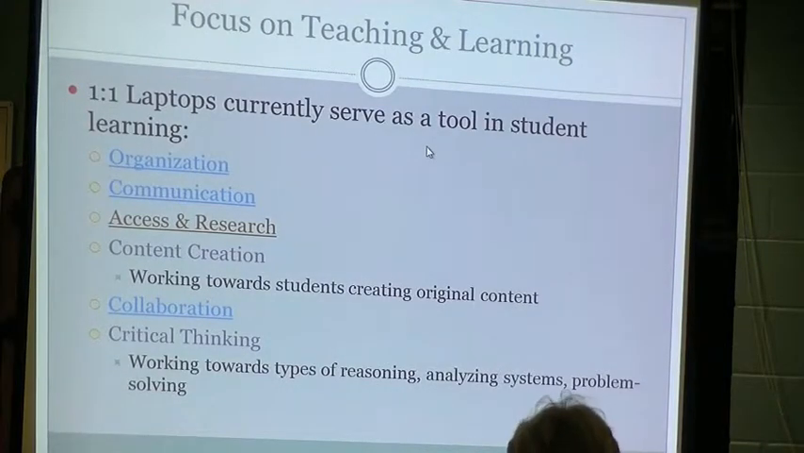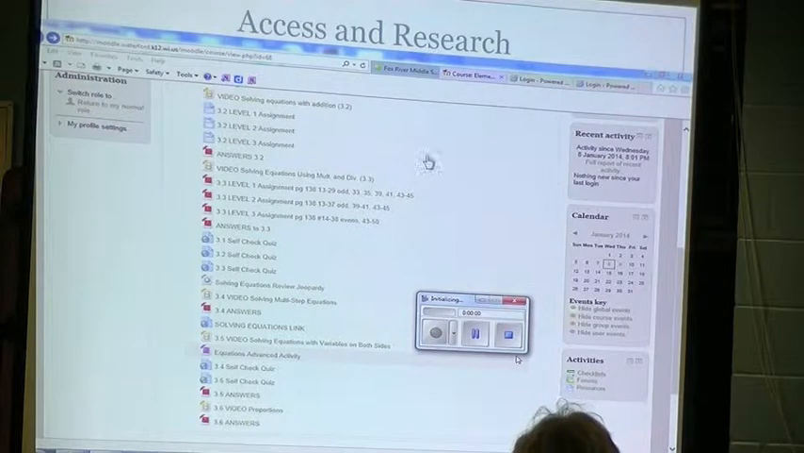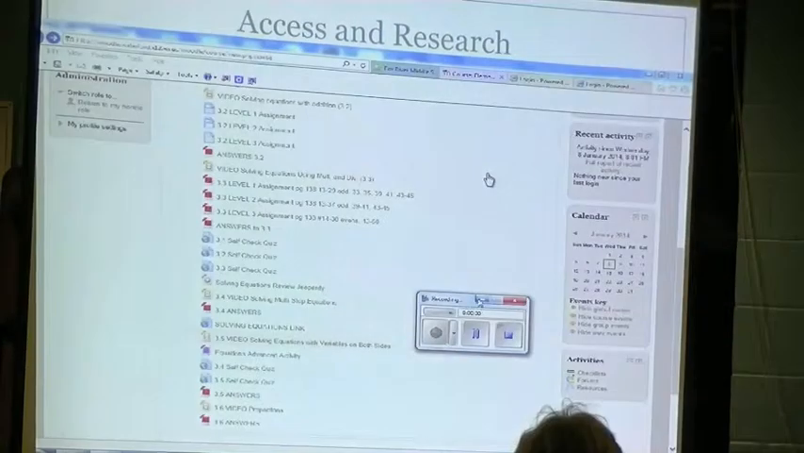The next 21st century skill, access and research. The laptops obviously have been a great tool for that. The Moodle video that we're going to show you is Jim Dembowski. He's an 8th grade math teacher. He's been one of our leaders with flipped learning at Fox River, which is where they can access their teaching at home as well as at school. He's just going to have a short video for you about how he does that.